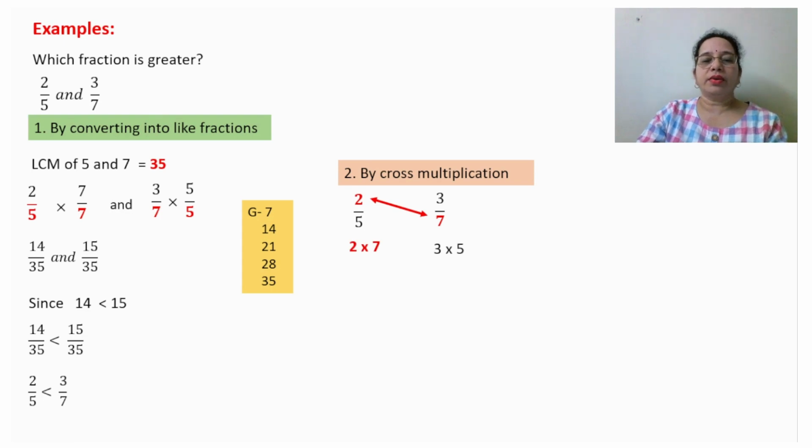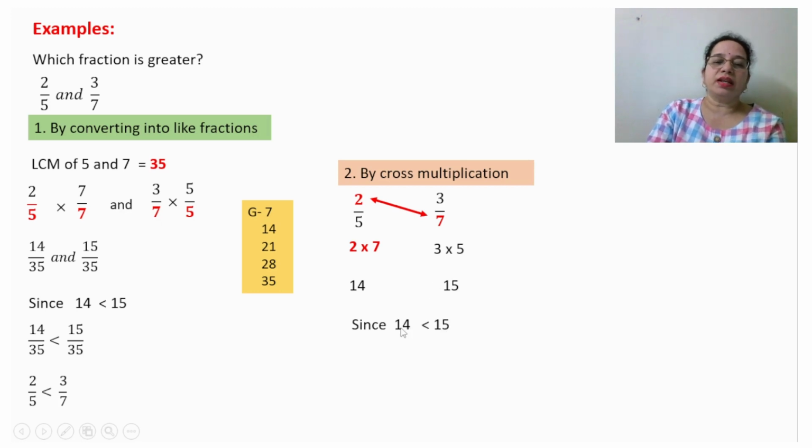Yeah, already I have explained you till here. So 2 sevens are 14 and 3 fives are 15. So again we can do comparison. Which one is greater? 15 is greater. So we can write down, since 15 is greater than 14 or 14 is smaller than 15. Therefore this 2 upon 5 will be smaller than 3 by 7.